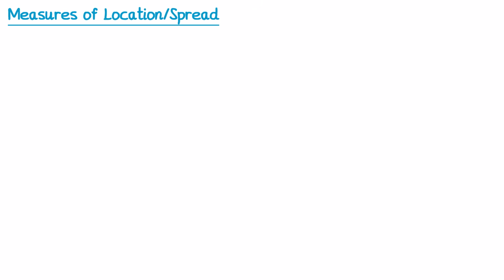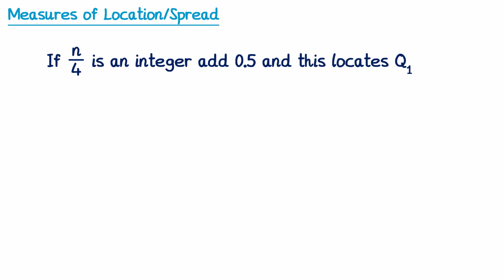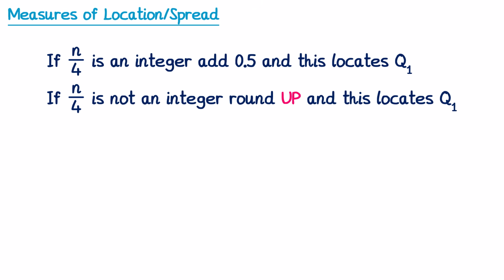The first thing we do is work out n over 4, and there are two possibilities. If n over 4 is an integer, we add 0.5 and this will locate Q1. Of course, n over 4 might not be an integer, and if n over 4 is not an integer, we round up and we locate Q1 this way. This will become more clear if we do an example.